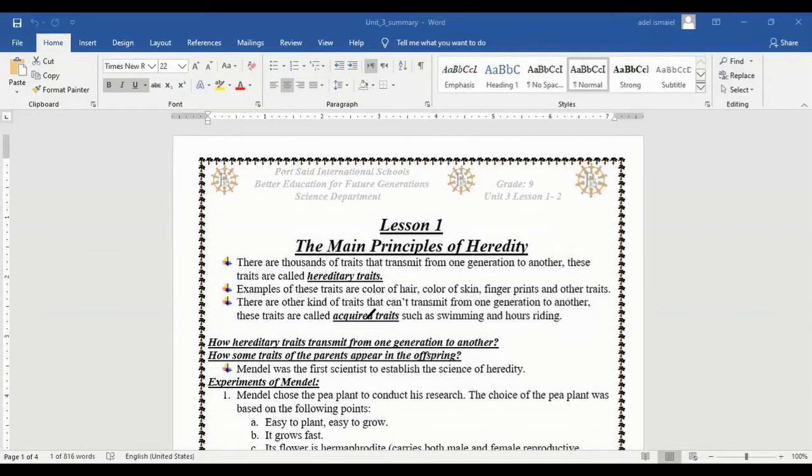So, did you understand the difference between hereditary traits and acquired traits? Hereditary traits means they came from your parents. They passed from one generation to another. While an acquired trait is something that you have learned or practiced to get, like swimming, practicing speaking English, or anything else.